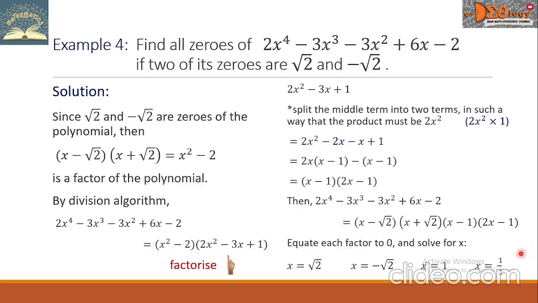Therefore, we will have like this. This x equals square root of 2 coming from this. The x equals negative square root of 2 coming from this. Actually, these are the given zeros here. Now, for x minus 1, it becomes x equals 1. The x equals 1 half comes from 2x minus 1. These are the zeros of the polynomial.